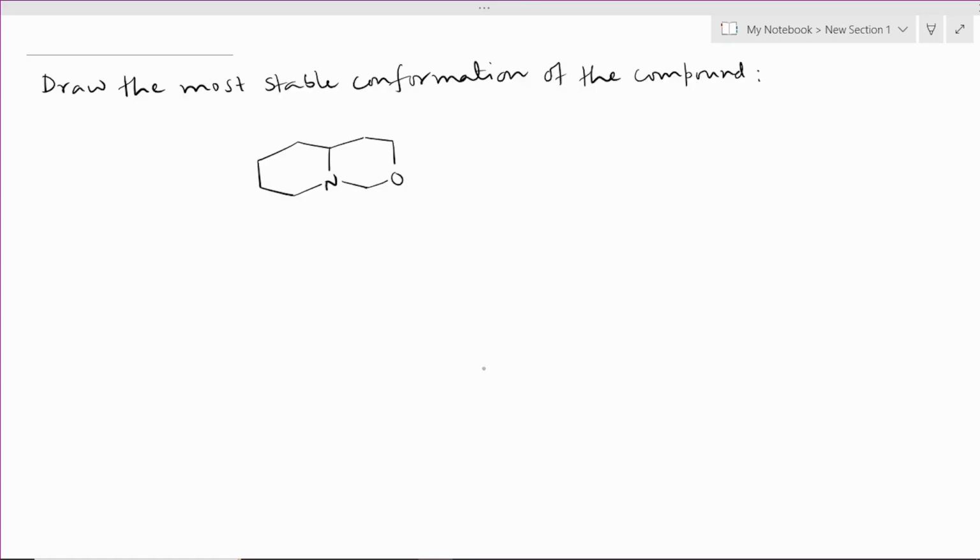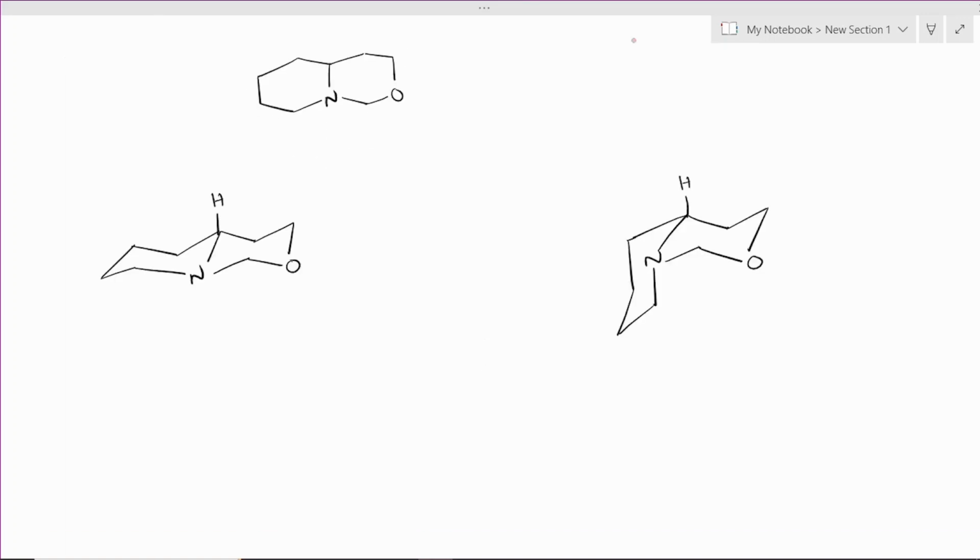Suppose you have to draw the most stable conformation of this compound. If we draw this compound in chair conformation, then two possible chair conformations are there. These are the two chair conformations of this compound, where this is the trans form, where this lone pair of nitrogen and hydrogen are in trans position, and here the lone pair of nitrogen and hydrogen are in cis position. So this is the trans form and this is the cis form.